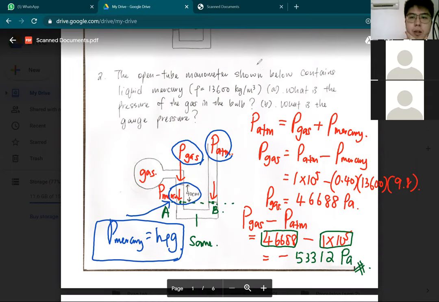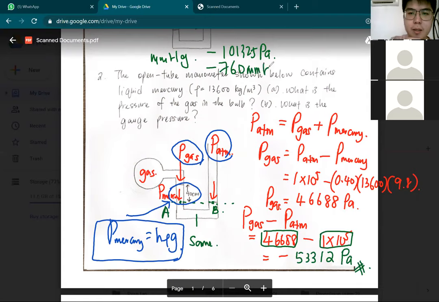Sometimes the question wants you to express the answer in millimeter mercury, not Pascal. There are a few units for atmospheric pressure. The first one is 101325 Pascal, which is more accurate compared to 10 to the power of 5. And then you can also write 760 millimeter Hg.